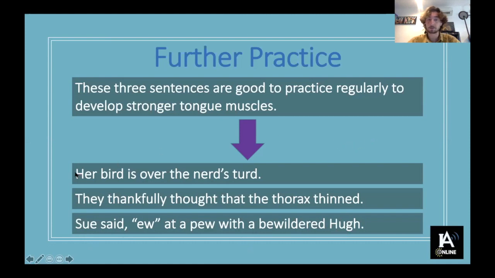Okay, so I'm going to say each one more time. Her bird is over the nerd's turd. They thankfully thought that the thorax thinned. Sue said ew at a pew with a bewildered hue.